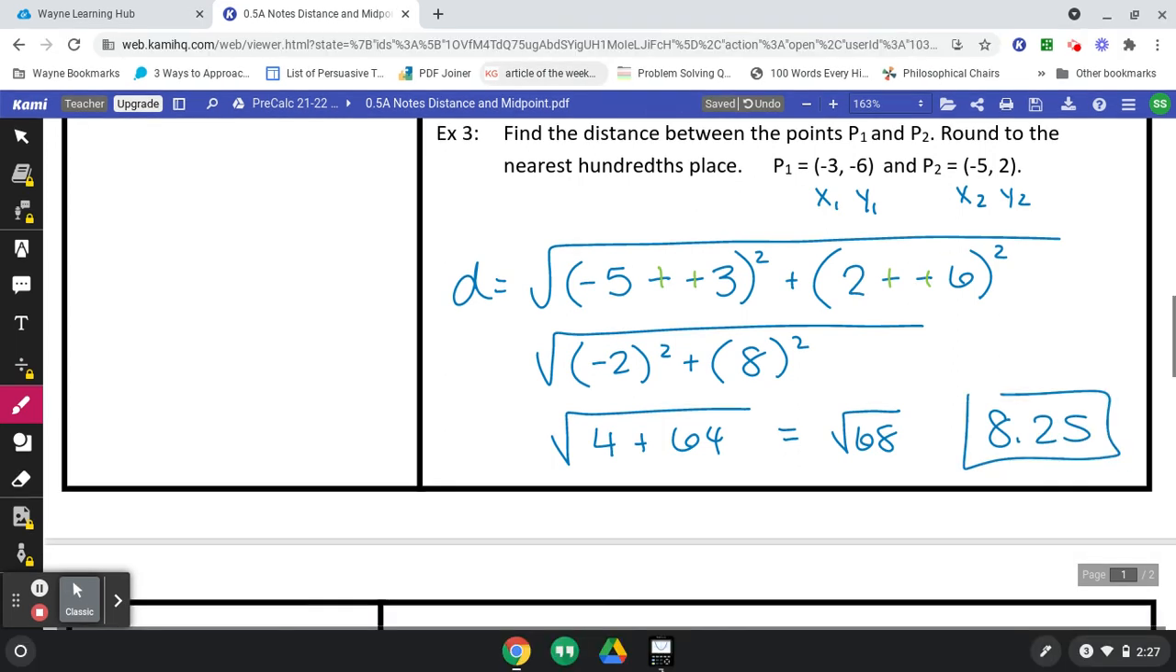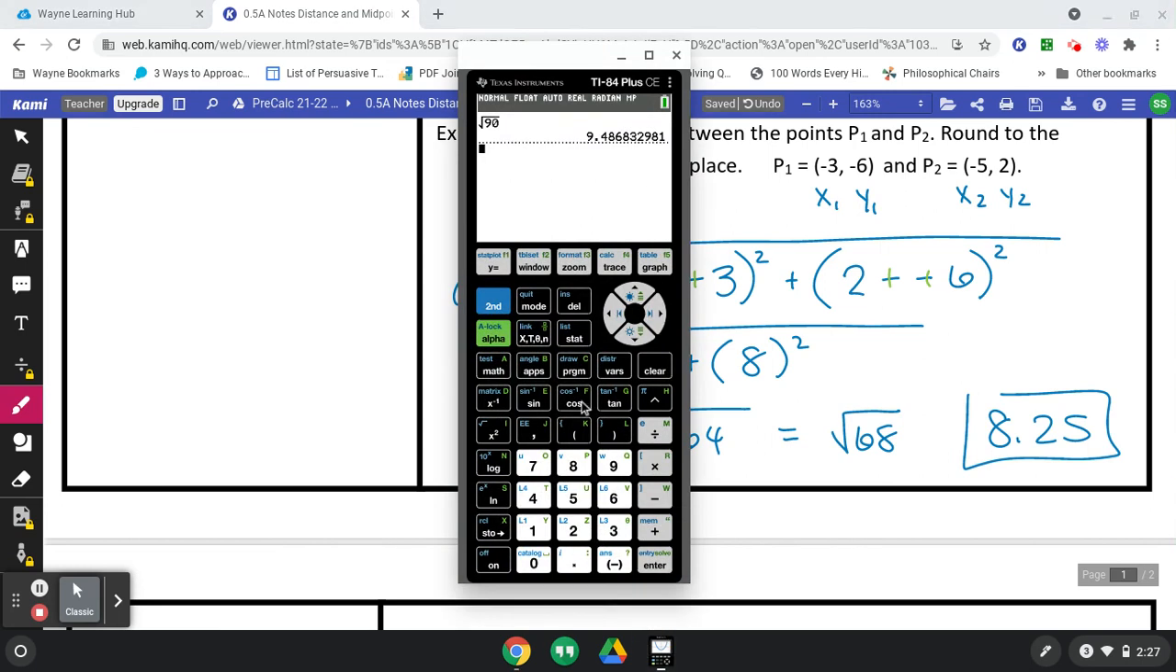So again, just be careful with the math. If you type it into Delta and you have rounded it wrong, it is going to mark it as incorrect. So please be careful. Square root of 68, you can see here that it's 8.246. The 6 is large enough that it'll bump up to 25 instead of 24. Anything 5 and higher is going to bump up.